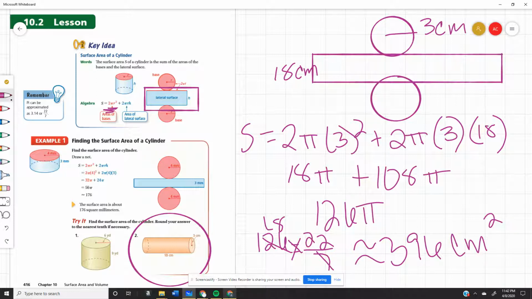I looked in the book, and I think they used 3.14 because they got 395.6. They didn't stick to their rule about using 22 over 7 if the number is a multiple of 7. So, hooey on them. All right.